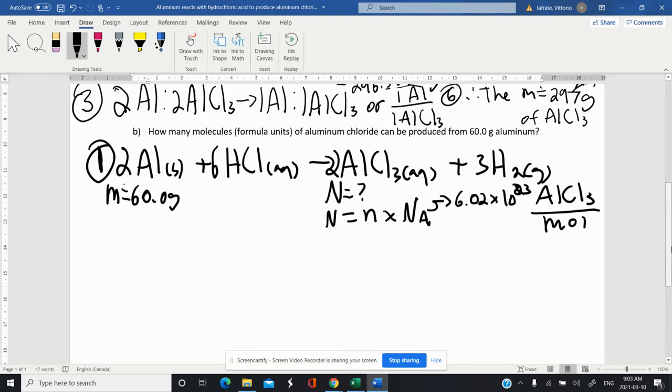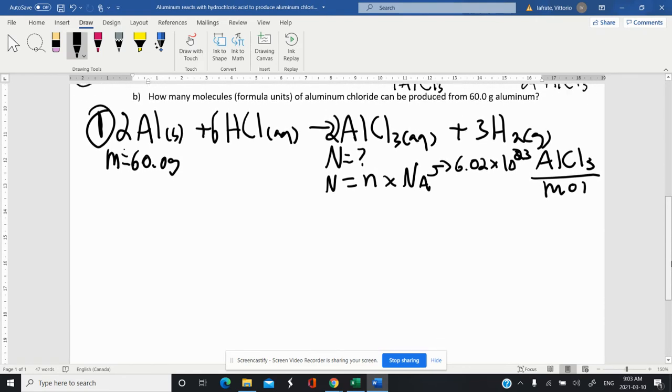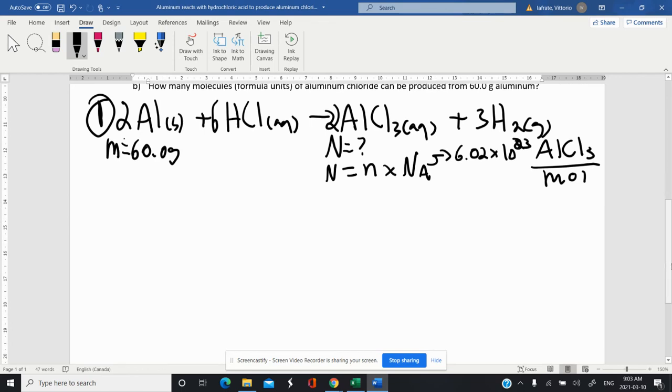We want to know how many formula units there are for aluminum chloride if 60 grams of aluminum react. We can't go from mass to number of particles directly like that, so that's not a possible route. What we need to do is convert this to moles first. Once we're at moles, we can use the mole ratio between aluminum and aluminum chloride to find the moles of aluminum chloride, and then use that in our equation to find number of particles.